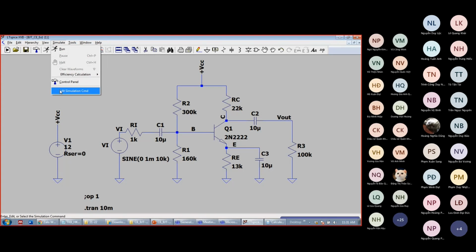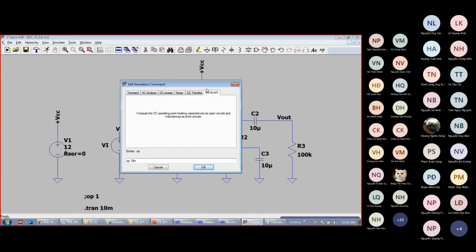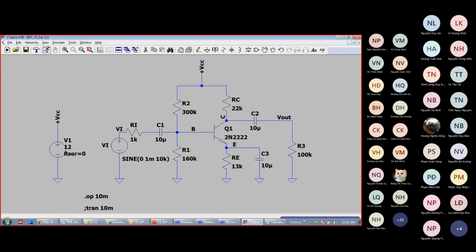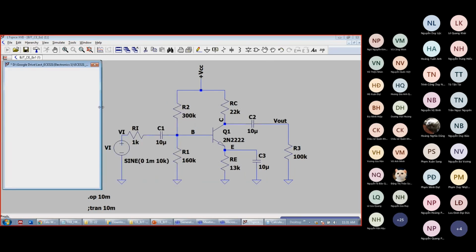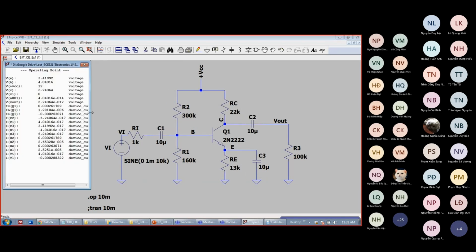So the first step you should carry out is the DC analysis. That means you have to simulate the DC operating point. So you choose DC operating point, click OK, and then you run the simulation. It will use the node voltage and mesh current technique to calculate the voltage on the nodes and the current running through the components here.